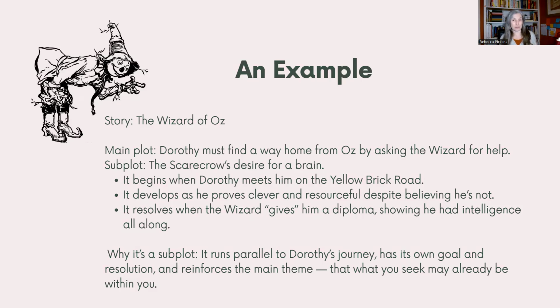And we have some other examples of subplots in this story. We have the Tin Man who's looking for his heart, and we have a cowardly lion who wishes to be brave. And in each of these instances, these secondary characters who are the backbone of the subplots that we're talking about, they are different in many ways. Those characters are unique. They're each looking for something different, but each of these subplots aligns very nicely with the major theme of the story, which is Dorothy's plot.